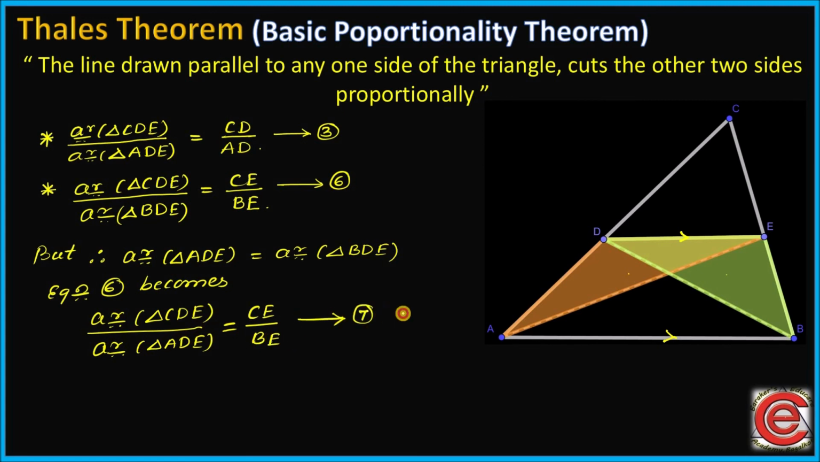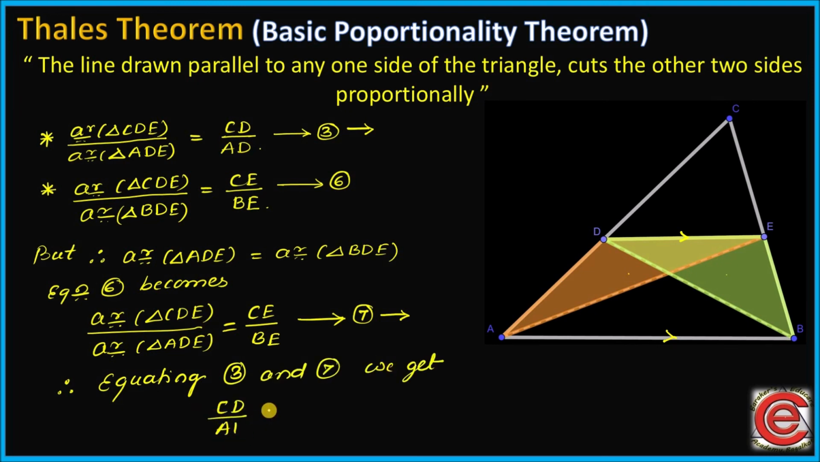Now compare equation 7 and equation 3. We find that both LHS are the same. So therefore RHS also must be the same. Therefore equating 3 and 7 we get CD divided by AD is equal to CE divided by BE. Hence the Thales theorem is proved.